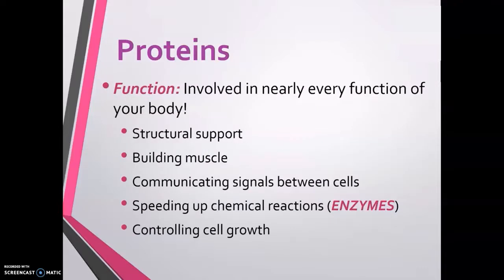So the function of a protein: they do so much in your body. They provide structural support, like the collagen in your skin keeps it from sagging. Proteins help you build muscle. Your muscle fibers are made out of proteins. They carry signals between cells. Insulin is actually a chemical signal that's a protein in your body that helps regulate blood sugar. They speed up chemical reactions. That is a huge, important function, and those are called enzymes. We will discuss those in a lot more detail in our next unit. And then proteins are also really important in controlling cell growth. We'll learn about that in the cell cycle unit.